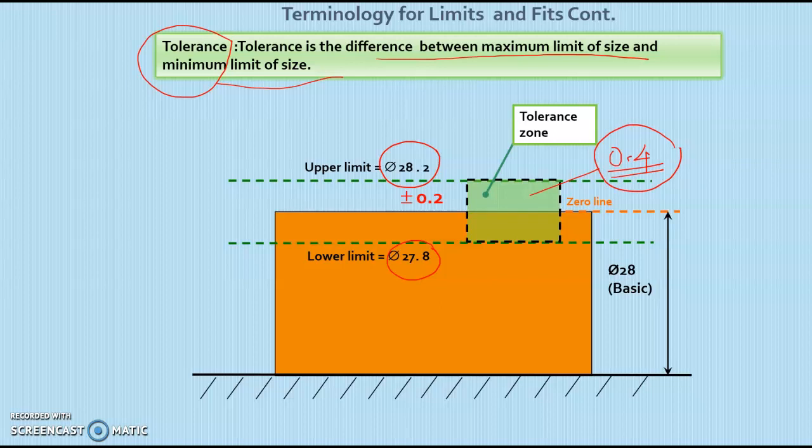Tolerance can also be expressed as plus or minus 0.2, because here the basic size is 28. So the lower limit is minus 0.2 from the basic size and the upper limit lies at plus 0.2 from the basic size. So it can be written as plus or minus 0.2.